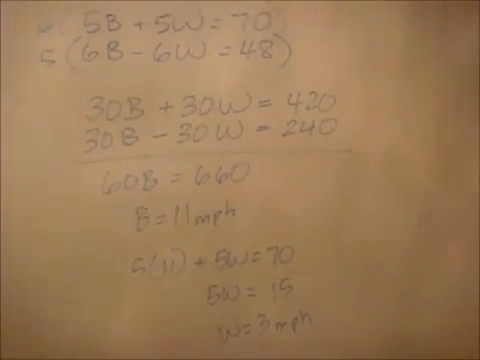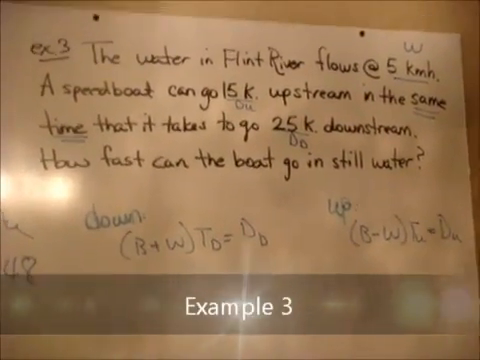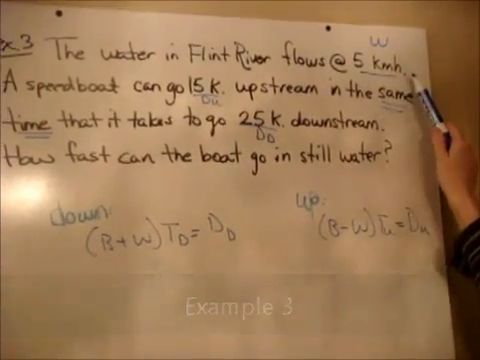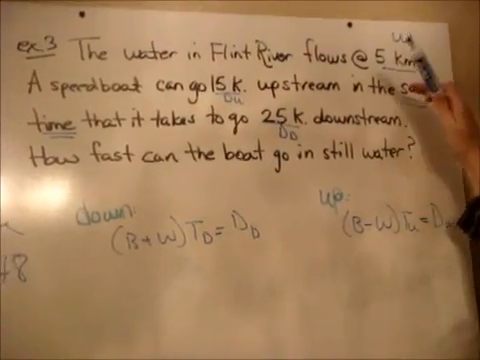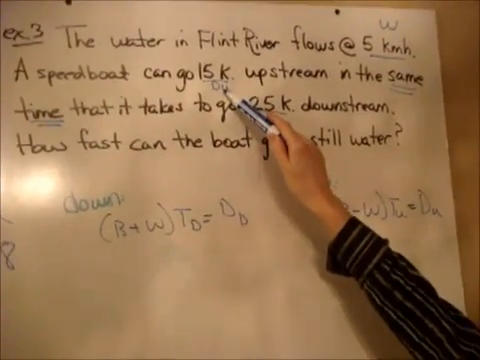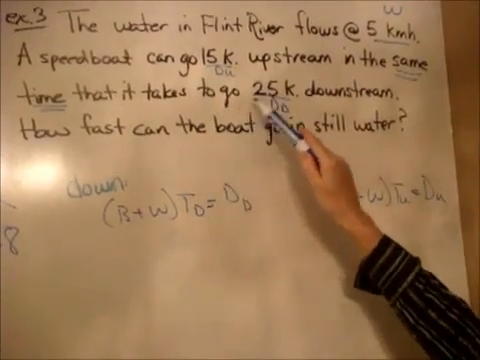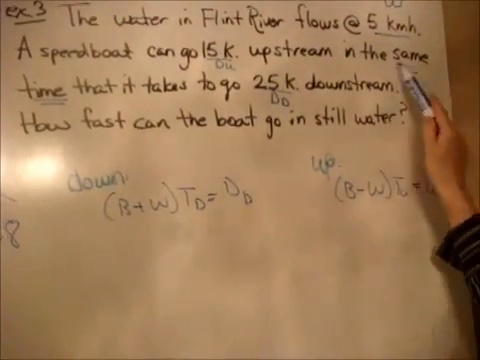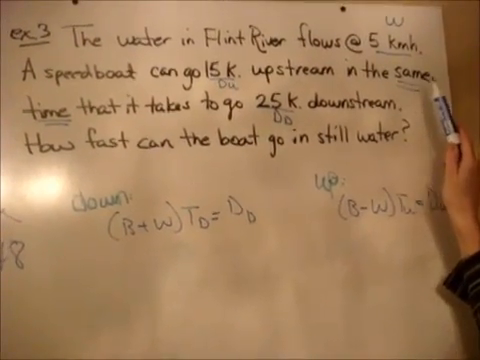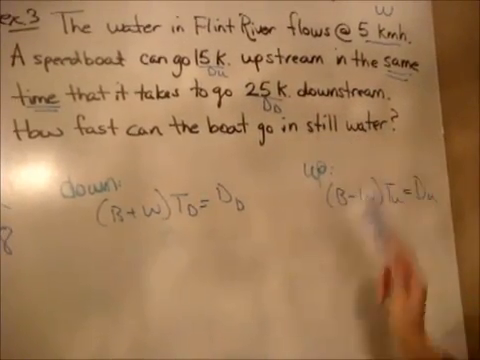Okay, our final problem is example 3. Okay, example 3 is a little bit different, so pay attention. The water in Flint River flows at 5 kilometers per hour. So this time we're going to know the speed of the water, not the speed of the boat. A speedboat can go 15 kilometers upstream in the same time that it takes it to go 25 kilometers downstream. Note the same time. That means we're going to just use the generic T. How fast can the boat go in still water?